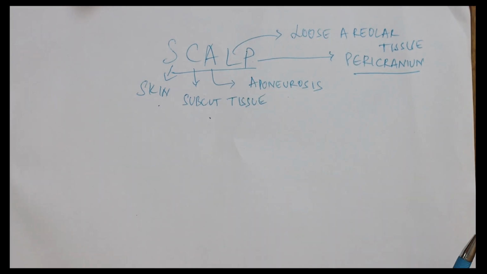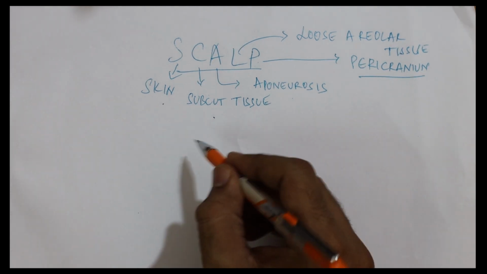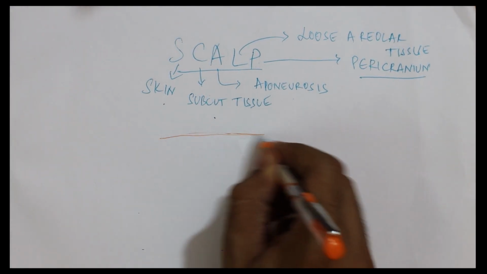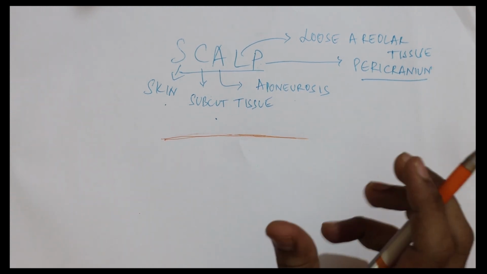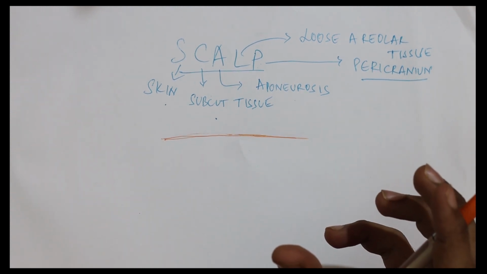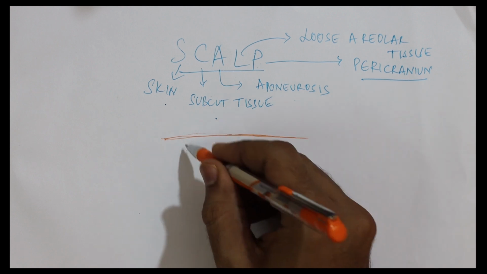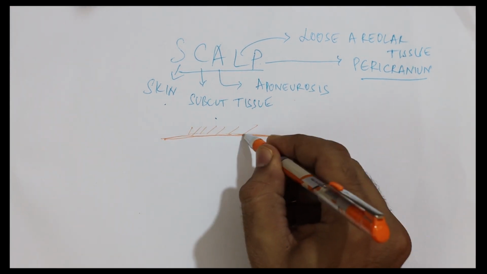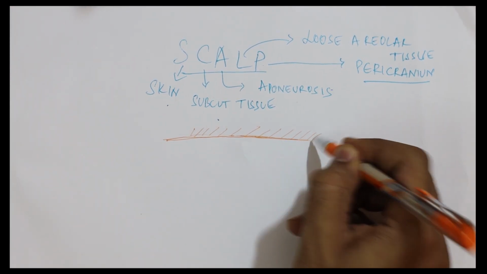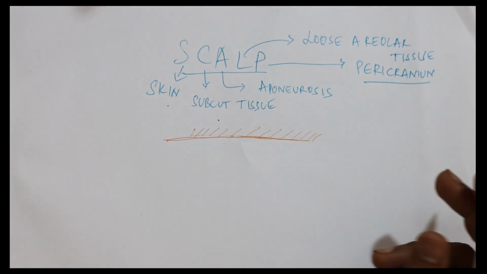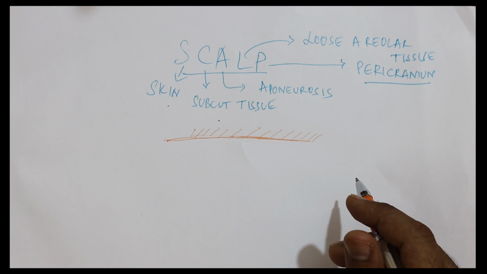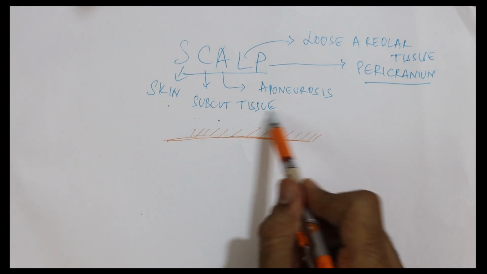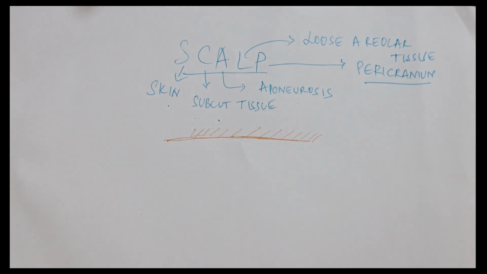So if you see the layers, the first layer is the layer of skin. The skin is quite thick here, but do remember that it is not an example for thick skin, it is an example for thin skin, because the skin contains numerous hairs. It contains a large quantity of sebaceous glands and sweat glands and a thick amount of hair that is present here. Whereas the next layer is the subcutaneous connective tissue.